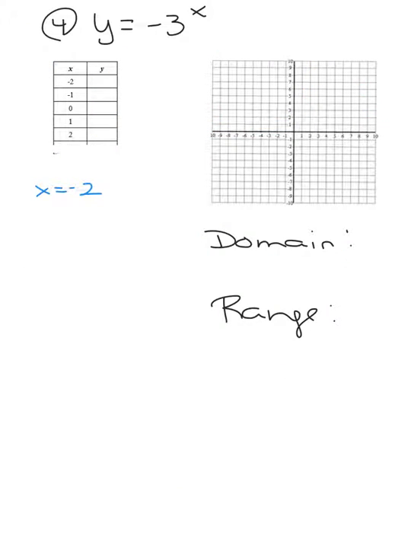In our last example for today, we have y is equal to negative 3 to the x. Now this negative sign looks like we're going to have to be careful with that one. We haven't done one like that yet. So again, we're going to use our table, substitute our values in.